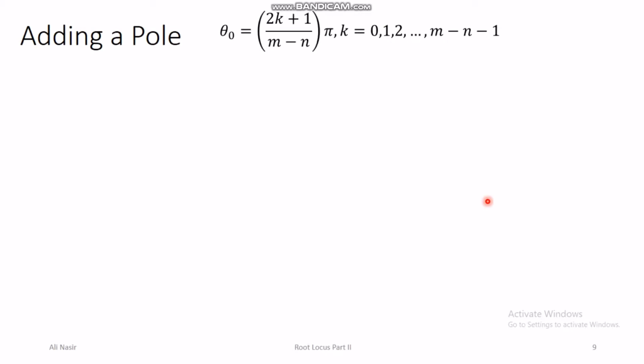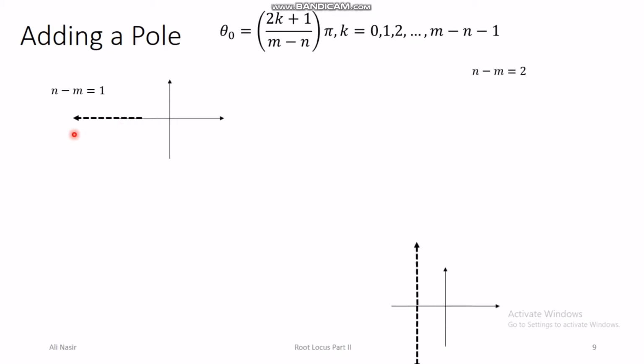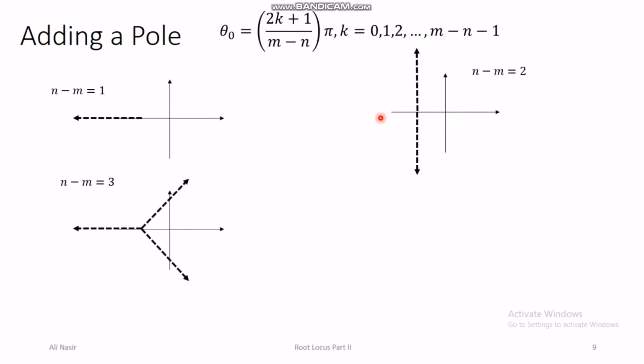So first of all, we discuss the effect of adding a pole. The effect of adding a pole can be discussed with the help of this asymptote formula. You've already seen this formula, and you already know that when the difference between poles and zeros is 1, there is only one asymptote, and when the difference is 2, there are two asymptotes, and when the difference is 3, there are three asymptotes. When the difference is 4, there are four asymptotes. So what does this trend tell you?